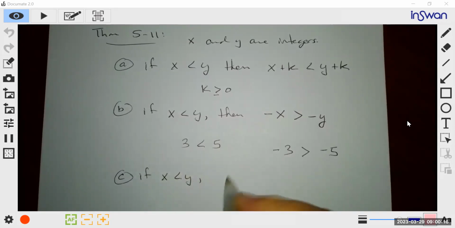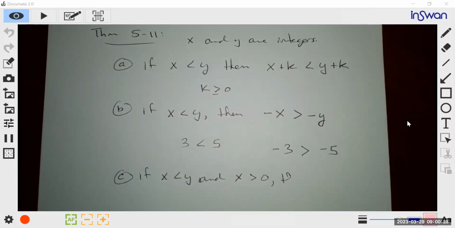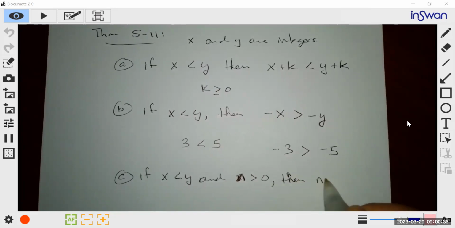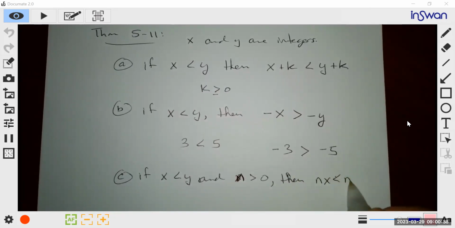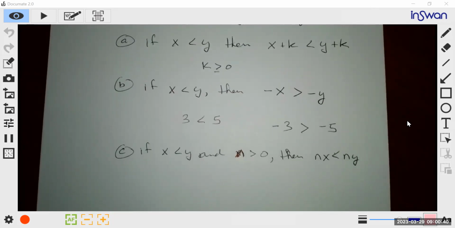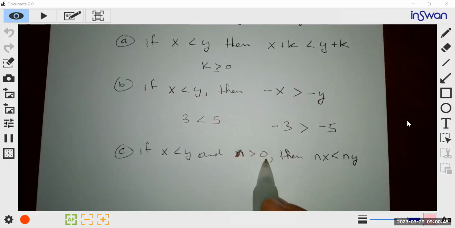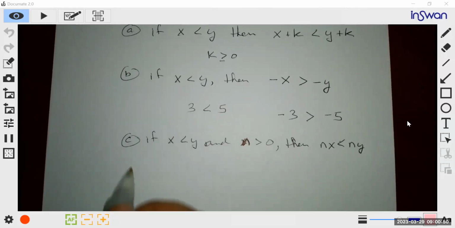If x is less than y and n is some constant greater than 0, a positive integer, then n times x is less than n times y.